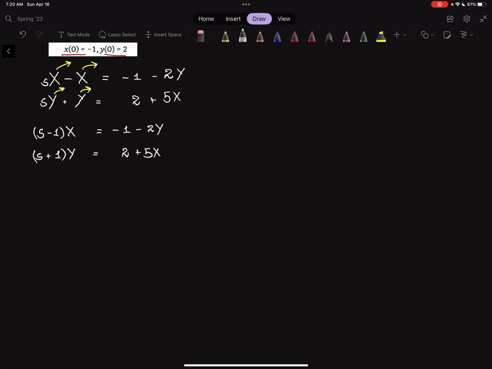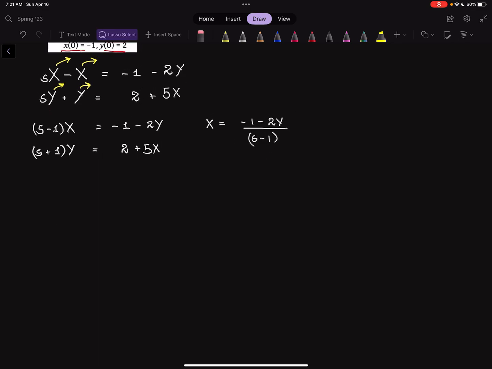So what is this going to be? Well, if I solve for X here, I'm going to get that my X is going to be equal to -1 minus 2Y over s minus 1. So I got the Y in there, so I can't solve it yet. I need to input this into here.